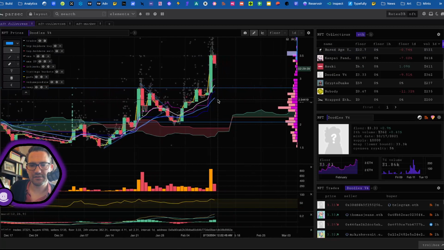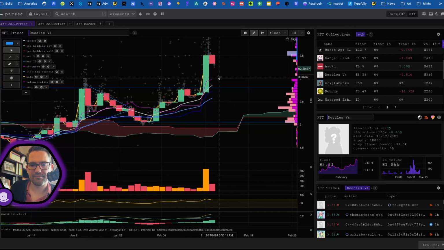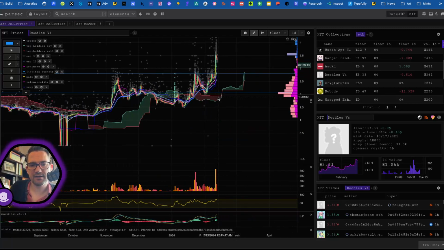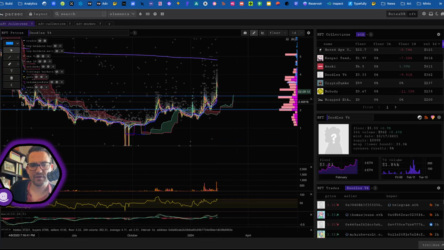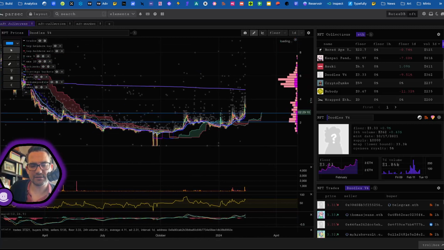So Doodles is looking again for a pullback retracement here, maybe to test as low as back down to 2.8. But a pullback here and then a continuation on their upward trajectory. Overall, Doodles is performing well, but I would look for say 2.8 and a bounce off the previous high, which is a solid level going back to earlier in the year.